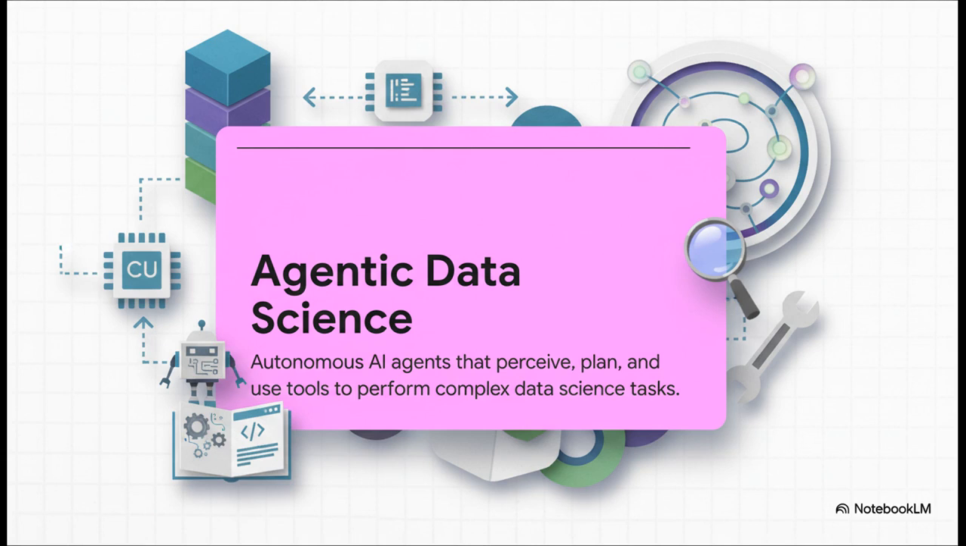This is where we get to the core concept, Agentic Data Science. At its heart, it's all about using autonomous AI agents. Now, these aren't just your standard models. We're talking about systems that can look at a goal, figure out a plan of attack, use tools like a coding environment, and basically run an entire data science project from beginning to end.